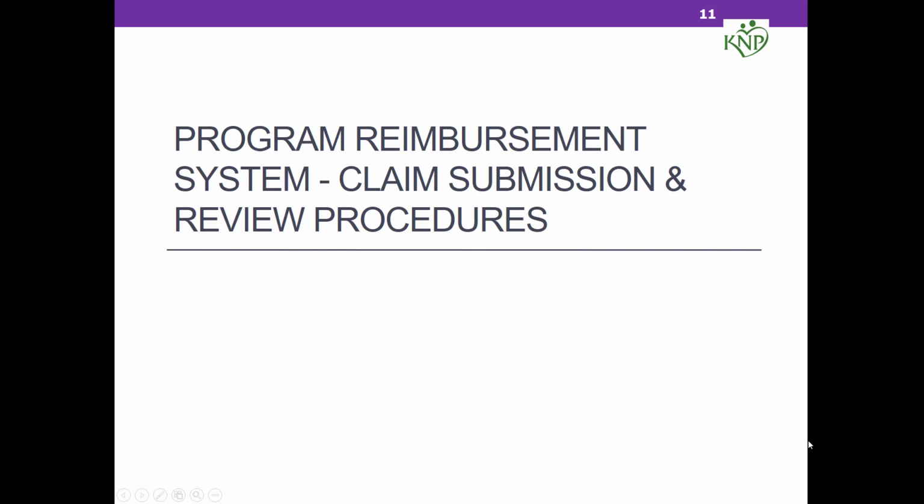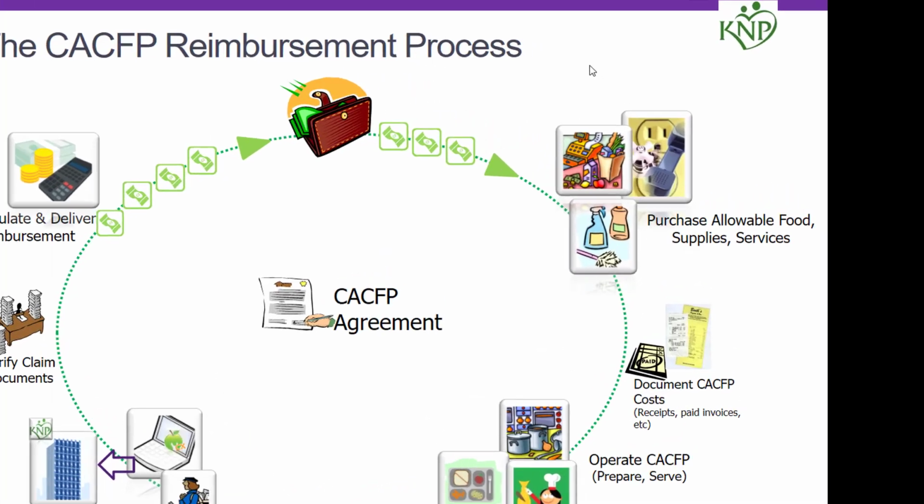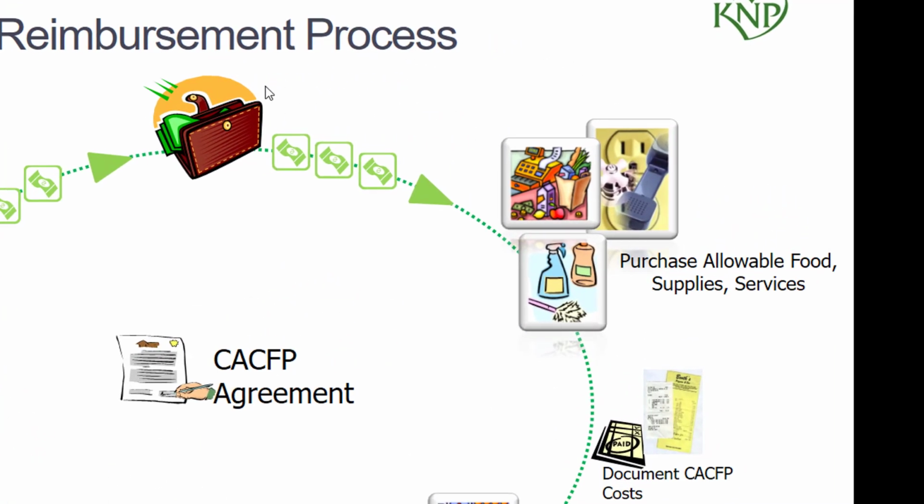and the claim submission and review procedures. So what's represented here is a simple flow diagram to show how the CACFP reimbursement process works. So whether you're a child care home or a child care center, the program begins with you spending your own money to purchase the food, the supplies, the services that are needed to operate the food program.